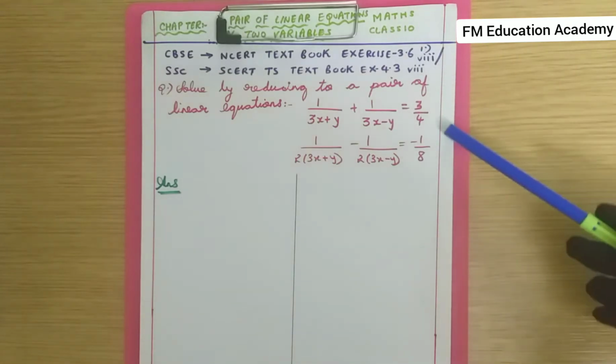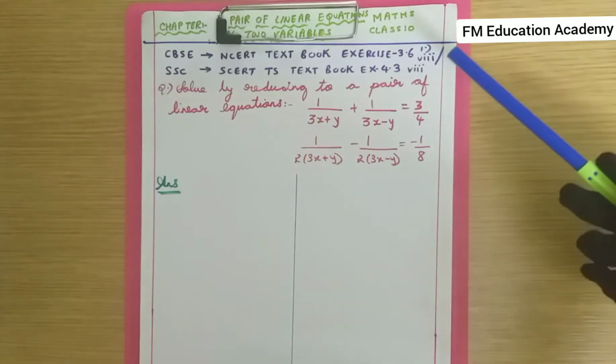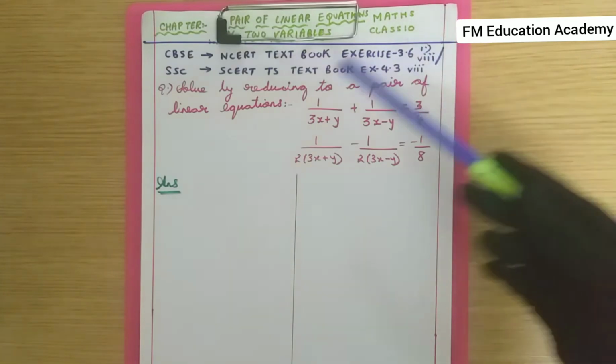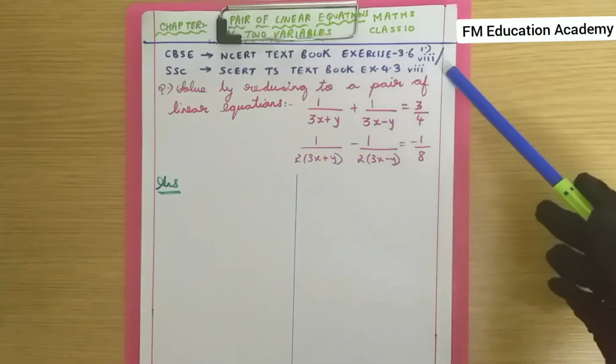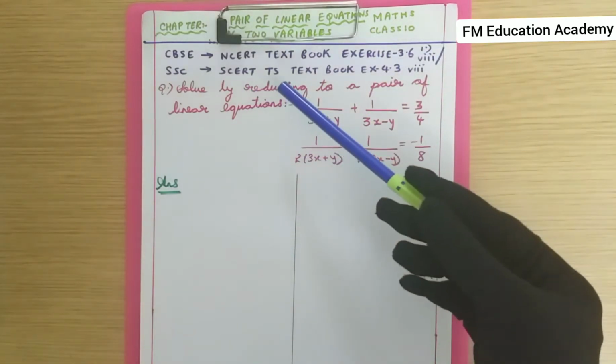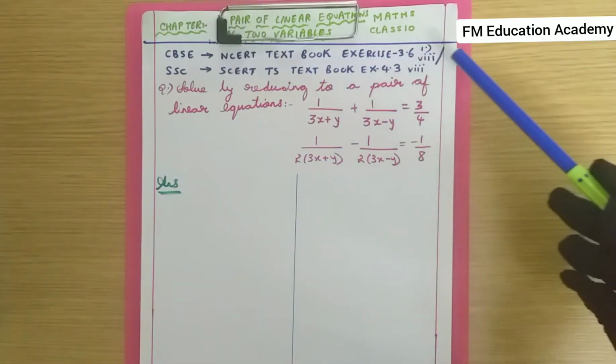Now this question is from the chapter Pair of Linear Equations in Two Variables of Maths Class 10. In CBSE it is there in the NCERT textbook in Exercise 3.6, first question, 8th bit, and in SSC you have it in the SCERT TS textbook, Exercise 4.3, 8th bit.